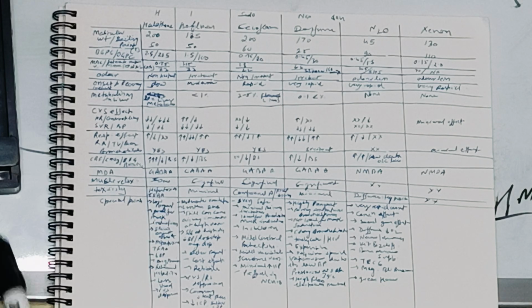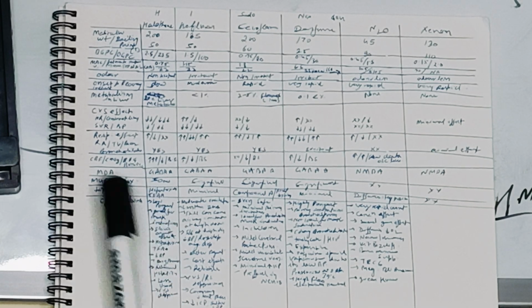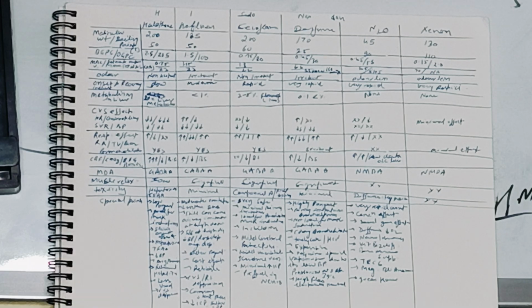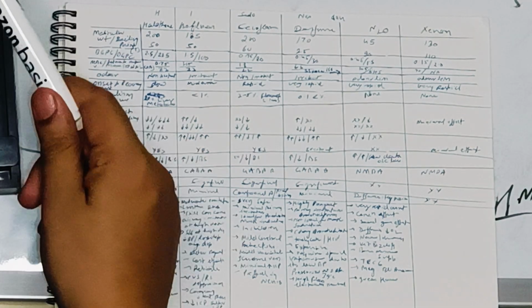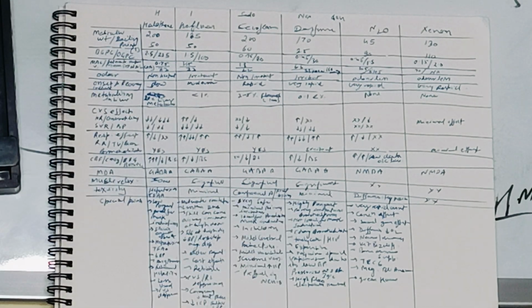Toxicity: hepatotoxicity is seen in halothane, due to trifluoroacetic acid, so it has chances of fulminant hepatitis. Isoflurane has minimal toxicity. Sevoflurane forms compound A, which can cause renal toxicity. It is a rare phenomenon, but it has formation of compound A, which can cause renal toxicity.